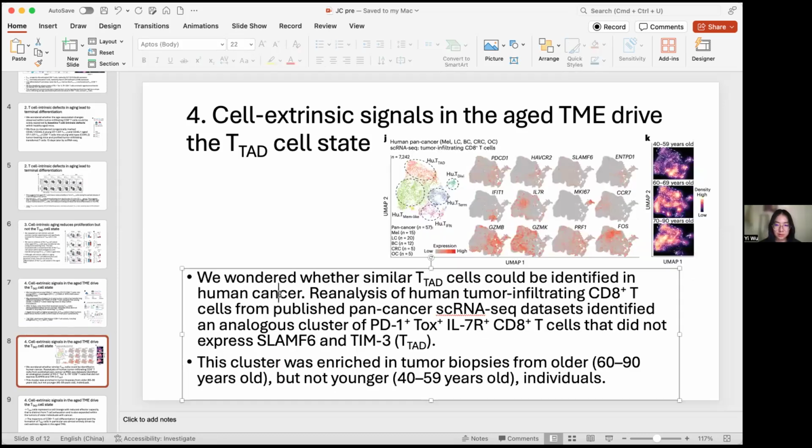Then they found a human cancer data set and looked into it to see if they could also find the T-TAT cell population, and they actually found it, which is pretty surprising: also in tumor biopsies from older individuals, they have more T-TAT cells, but not in younger individuals.